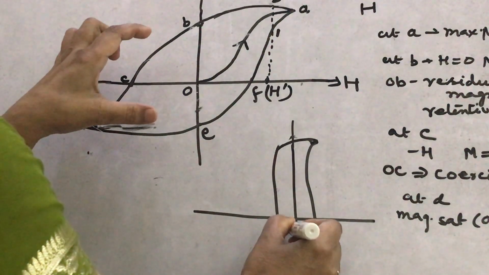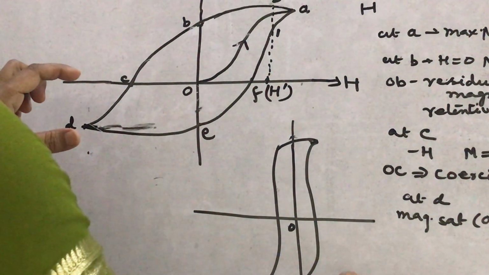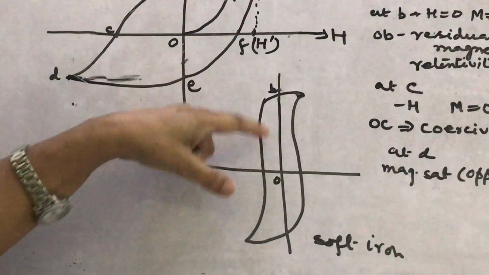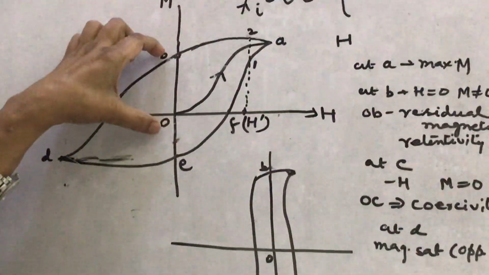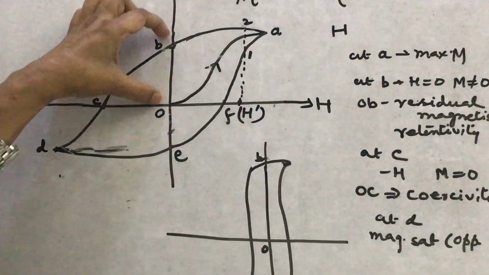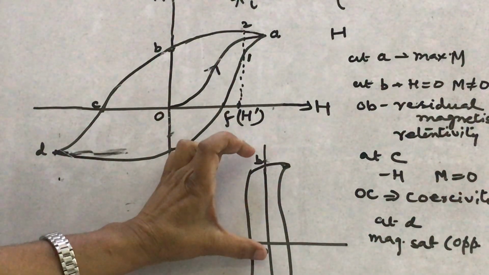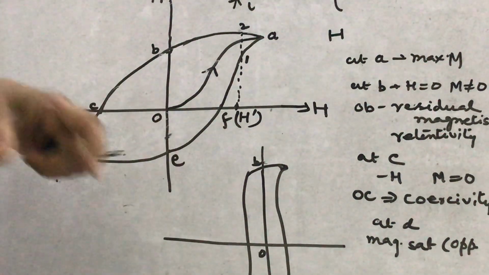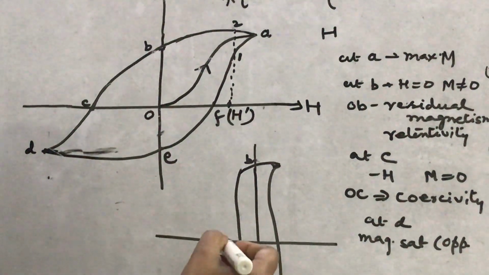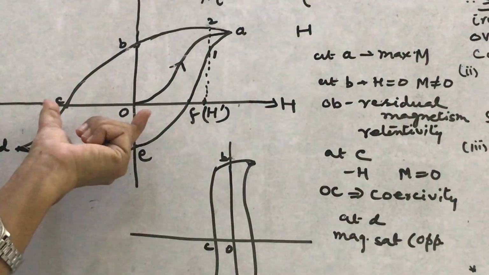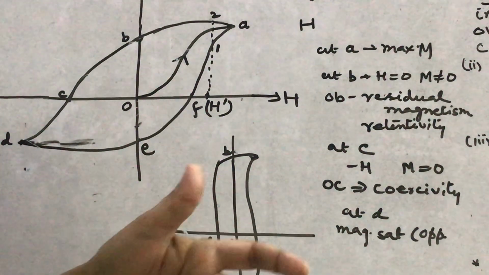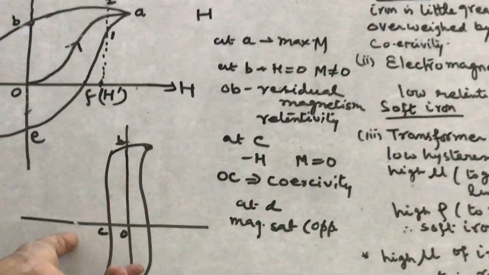The curve for soft iron shows slightly greater retentivity than steel. But don't get confused: the retentivity of soft iron is a little greater than that of steel, but it is outweighed by its smaller coercivity. What is this? Coercivity. Look here, what is the coercivity of steel and what is it here? That is why steel is preferred for making permanent magnets.